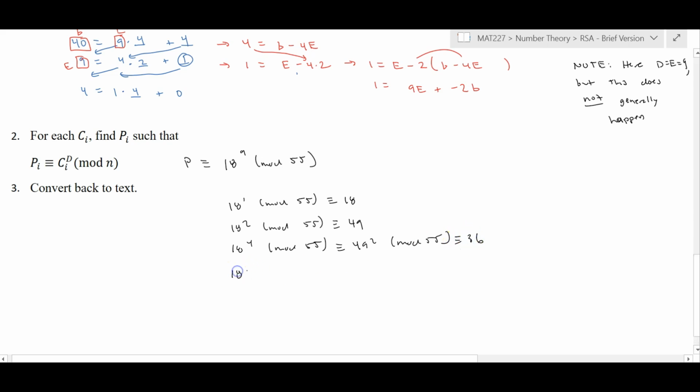One more line, 18 to the 8 mod 55 is congruent to 36 squared mod 55. And 36 squared comes out to 1296. Divided by 55 is 23 point something. So 23 times 55 subtracted from 1296 gives me a remainder of 31.